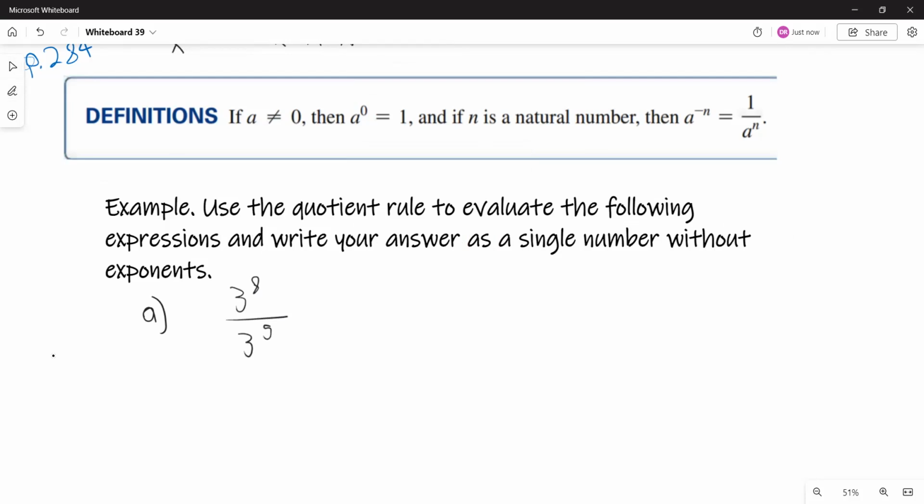Yeah, looks like I'm not writing complete numbers. That's 3 to the 8 over 3 to the 5th. This is the quotient rule. This is 3 to the 8 minus 5. But 8 minus 5 is 3. And 3 to the third power is 3 times 3 times 3. So that is going to be 27.